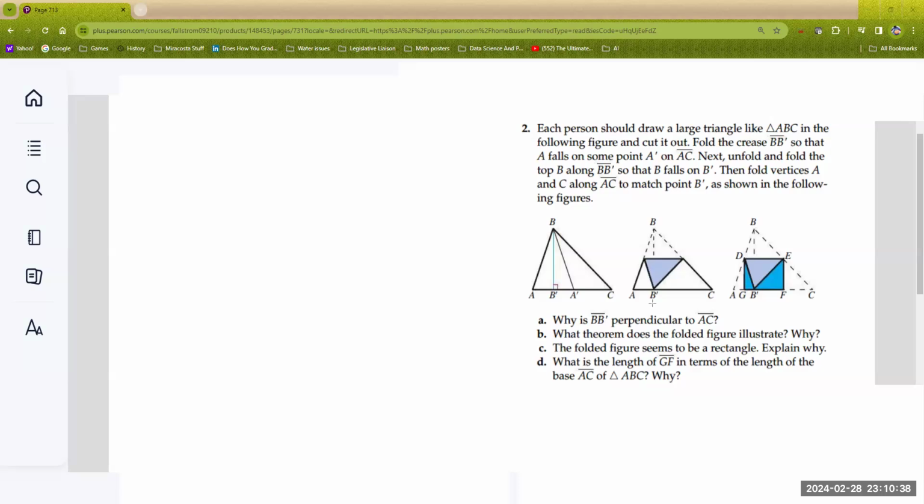Now what's up? Why is B prime perpendicular to AC? All right, let's take a look. Let's see what we've got. Okay, so when you fold point A over onto A prime, and then you create this crease, to be honest, we don't know that it's perfectly 90 degrees. We just know that it exists.